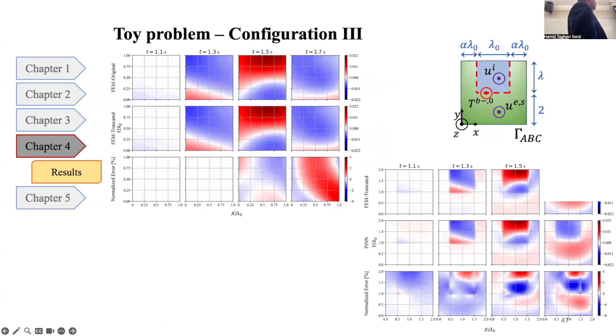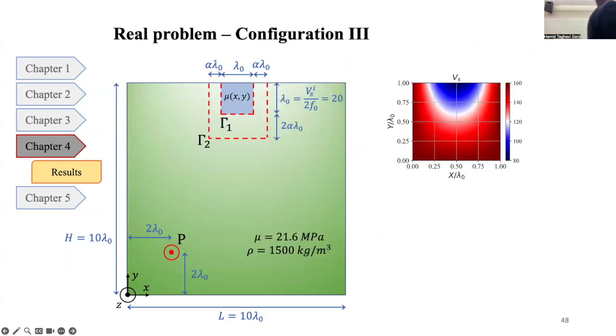And for the final configuration 3, because we are using an absorbing boundary condition, the errors of the finite element truncated are less than 4%. And when we compare the response of the PIN versus finite element, the errors are less than 8%, which again shows the promising performance of the PIN.